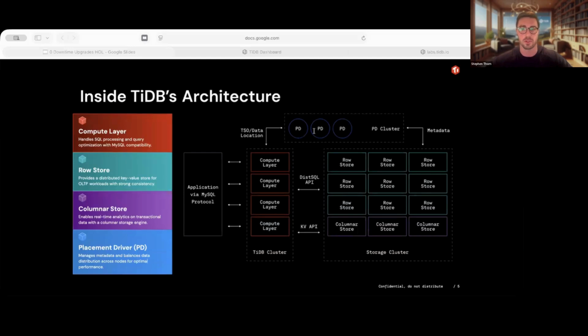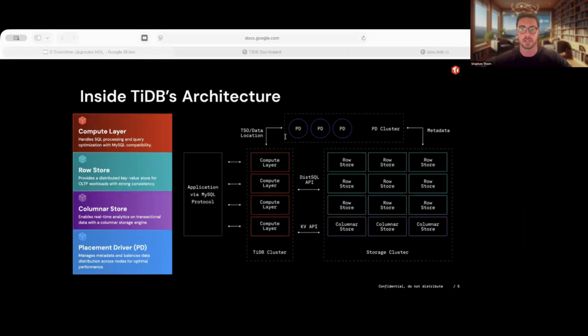So TiDB is an open source distributed SQL database designed with continuous availability in mind. It separates the system into layers and replicates data to prevent single points of failure. TiDB supports massive scale. And when I say massive scale, I'm talking millions of tables, petabytes of data, and millions of queries per second per cluster. TiDB's architecture separates the SQL processing layer from the storage layer with a distributed metadata layer for coordination.